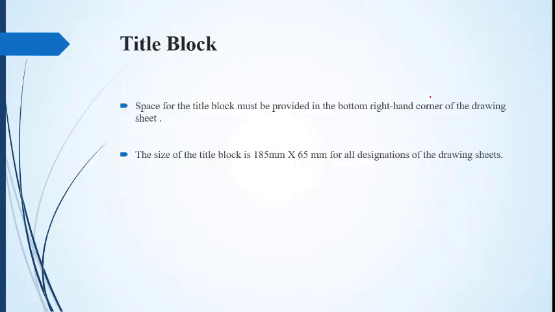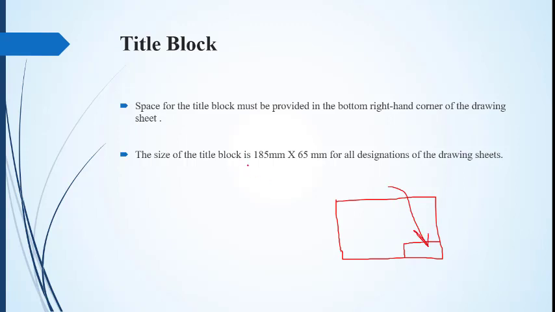Now I am going to show you the title block. What is the title block? Space for the title block must be provided in the bottom right hand corner of the drawing sheet. Here you can see space for the title block must be provided in the bottom right hand corner of the drawing sheet. The format which we are following is that the title block must be given here, in the right bottom corner.